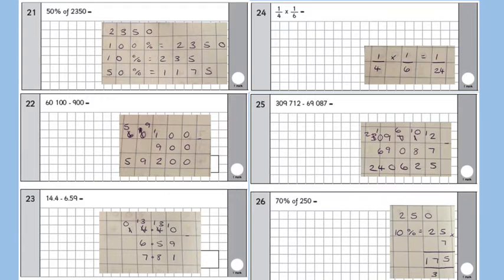Number 24, 1/4 multiplied by 1/6. I love a multiplying fractions question because all you do is multiply the 2 numerators together and the 2 denominators together, as I've done here. So 1 times 1 is 1 and 4 times 6 is 24.